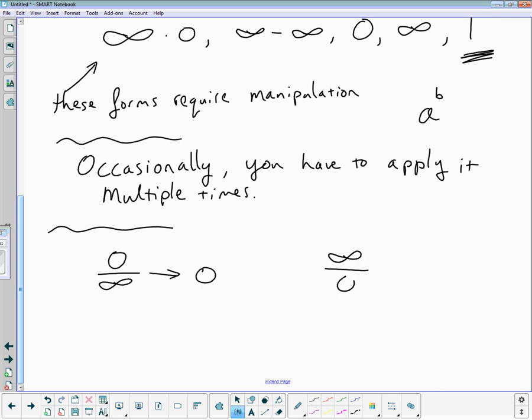Infinity over 0: my numerator is exploding, and my denominator is shrinking. So again, both forces are pushing this value up. A small denominator makes it huge, a large numerator makes it huge, they're both helping out, and this goes off to infinity.